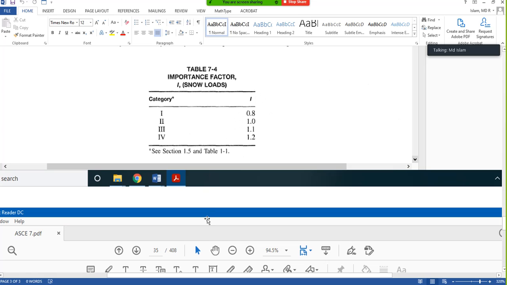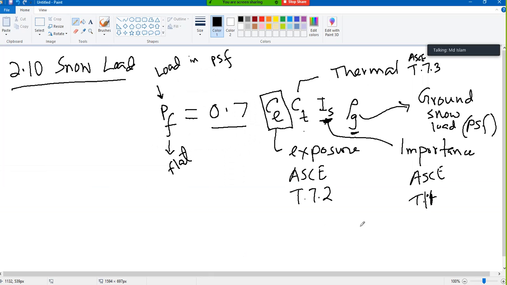Okay, maybe I'm talking so much here. I believe that you understood this part. Based on importance, if it is an important building, your safety will be higher. So in that case, that will take care of your importance factor. So one is done, and I believe you can find it.